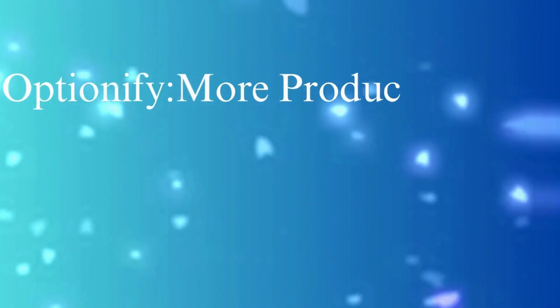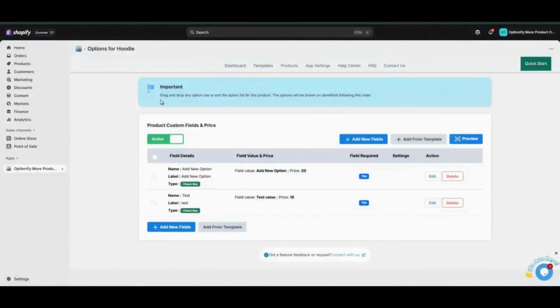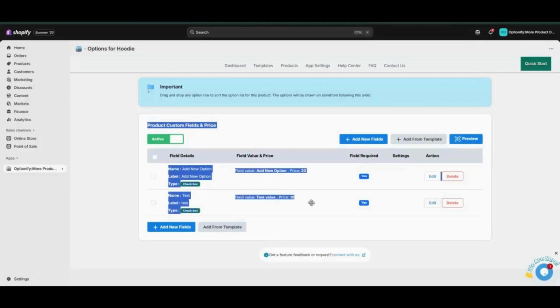Optionify, more product options. Delete or edit custom fields for a product. Here's a detailed guide on how to delete and edit product custom fields using the Optionify, more product options app in Shopify, as demonstrated in the video. Managing product custom fields. You can easily manage the custom fields or options you've created for a product. Here is a guide on how to delete or edit them.